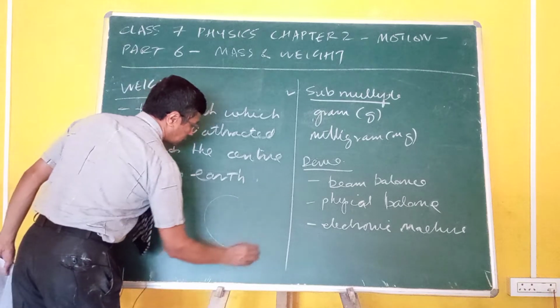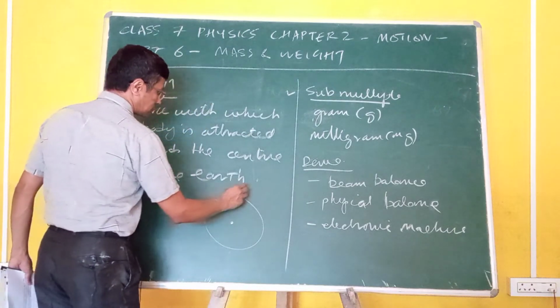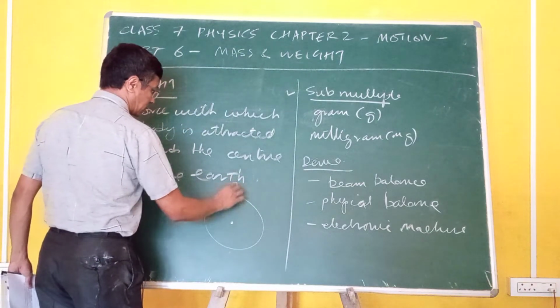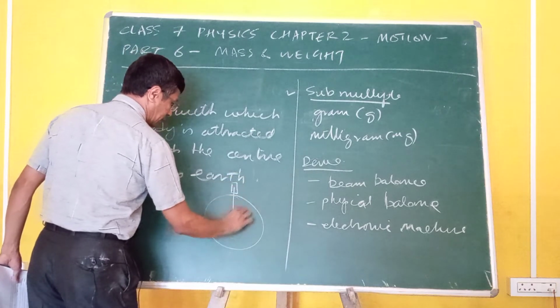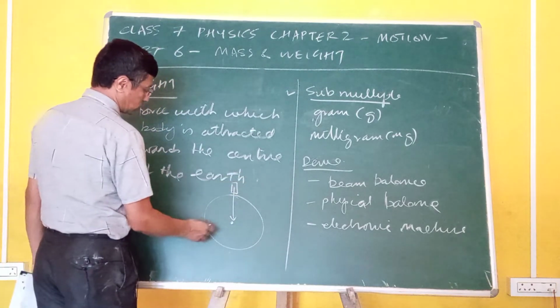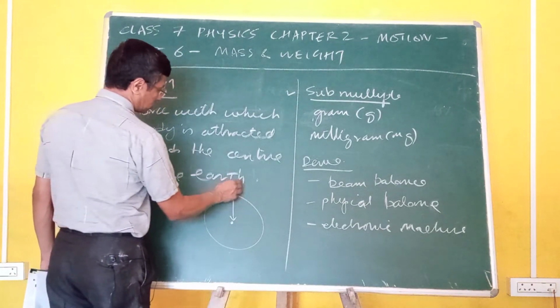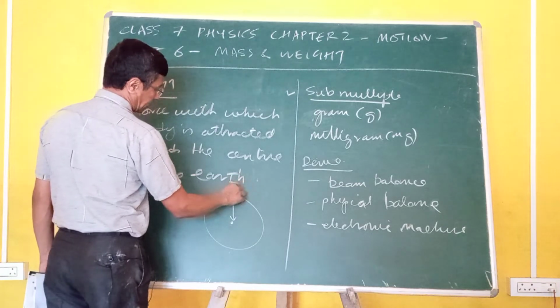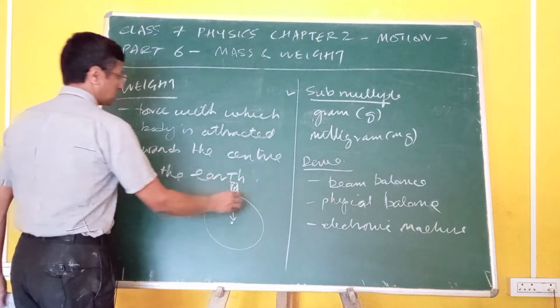So let's say this is the center of the earth, and let's say this is the object. The object is getting pulled by gravity, and that direction is towards the center of the earth. So the force by which this body is getting attracted by the earth is called the weight.